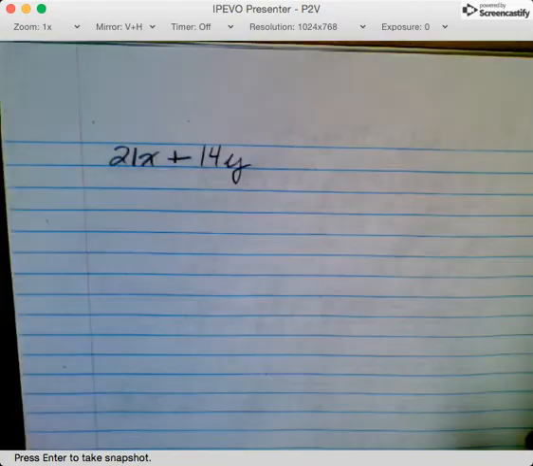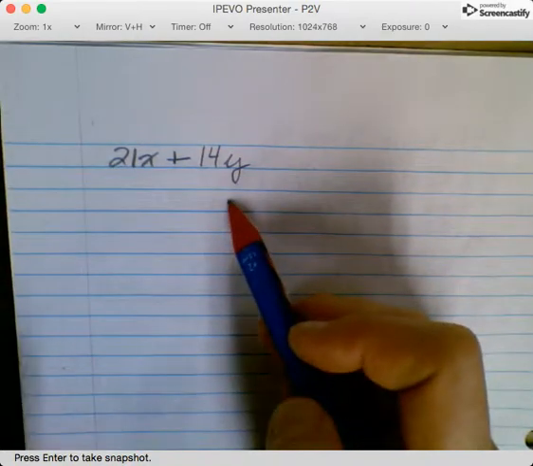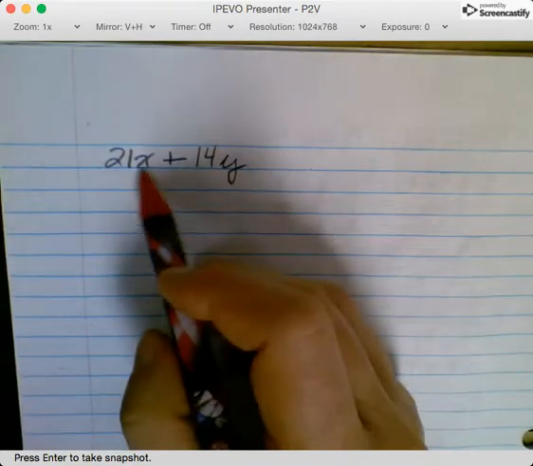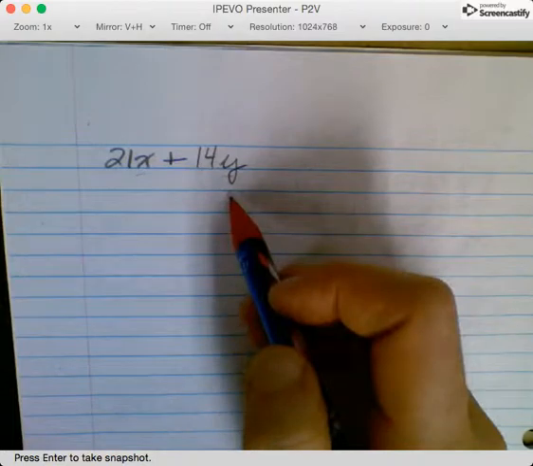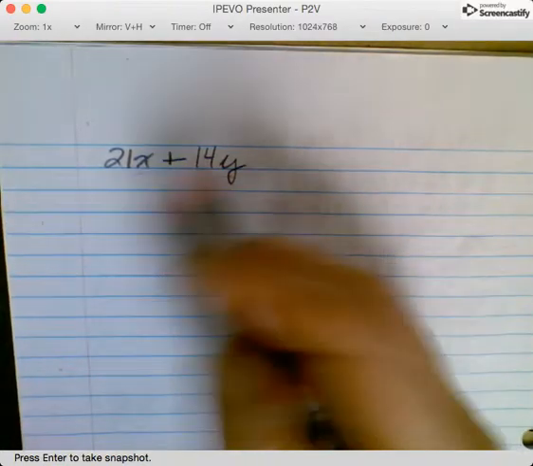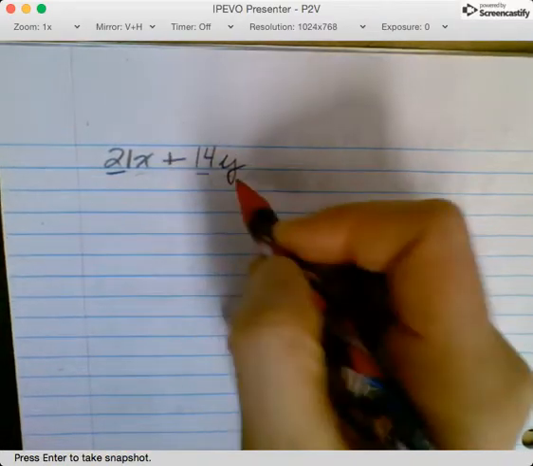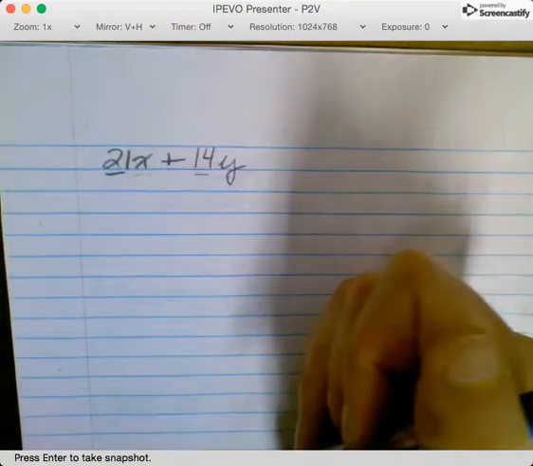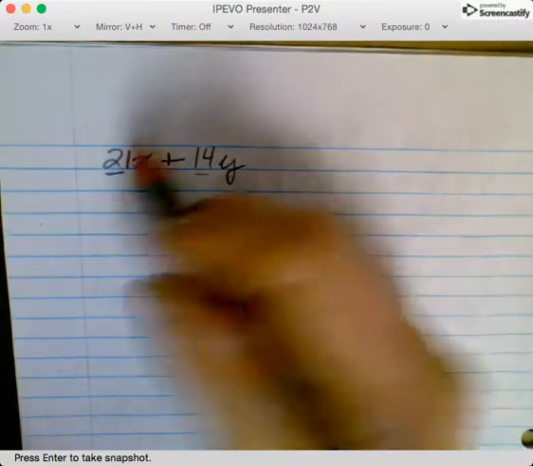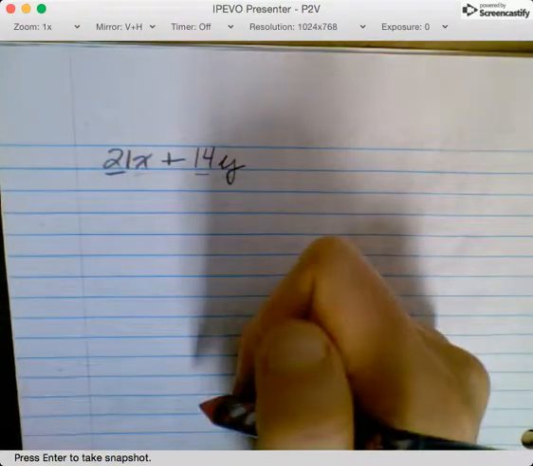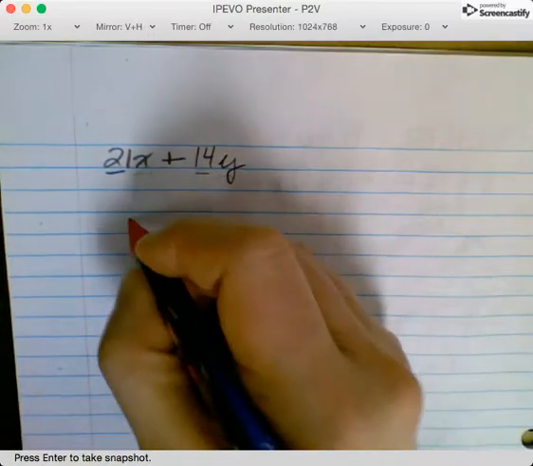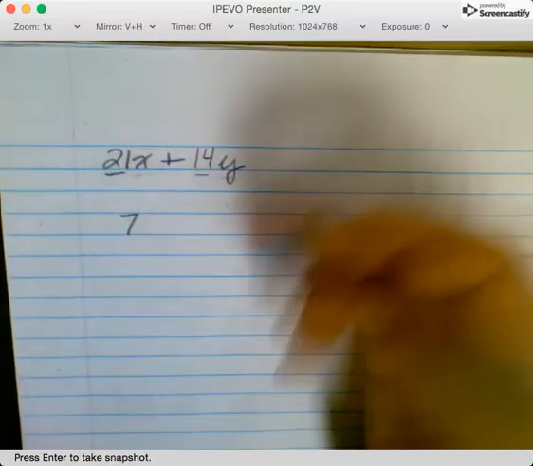So this one actually has 2 variables. I wanted to show you how to do this one. The variables don't matter. I mean, they do matter. They still have to stay there, but you're looking more at the numbers because the variables are 2 different variables, so we can't take that one out. So now we're going to say, okay, 14 and 21 can both be divided by 7 again. So we use that a lot.